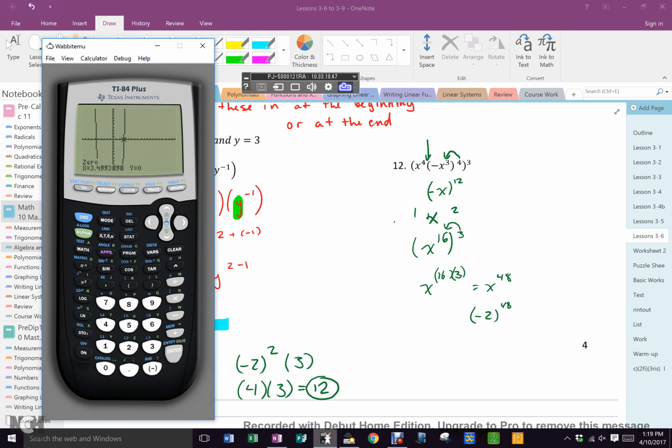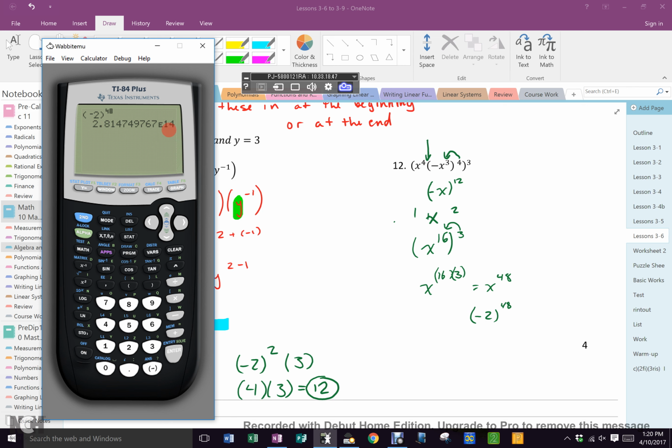Let's see. Bracket. Bracket, -2. Why did I do a brackets there? I got to keep the negative as part of the base, isn't it? And what is my exponent? 48. My calculator will do it.